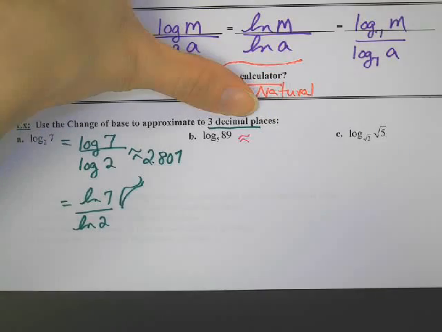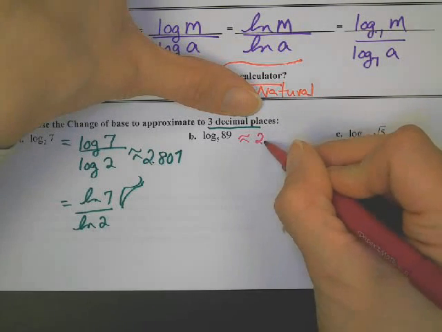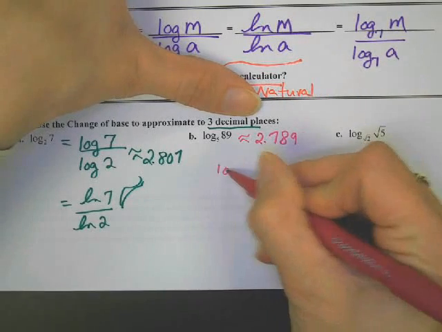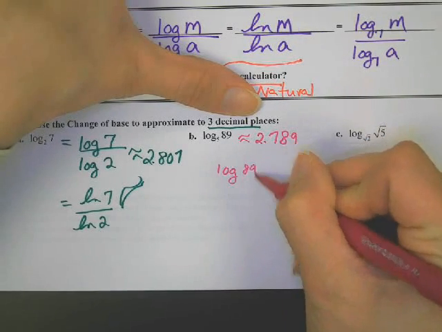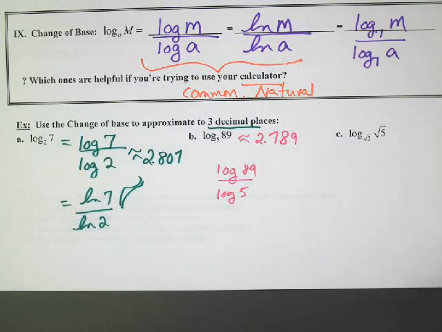Alright, I want you to go ahead and try log base 5 of 89, choosing whatever one you want in your calculator. Please go ahead and type that in. And to 3 places, did you get 2.789? I decided to go common log of 89 divided by common log of 5. But either way, you'll get the answer.